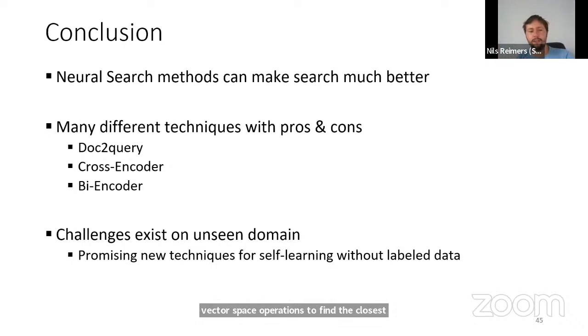And challenges in general exist on unseen domain. So how do you know about acronyms and synonyms and concepts on unseen data? So in terms of research, we need promising new techniques for self-learning without labeled data. So how can it learn that Corona and COVID-19 are related, I mean the same thing, and I can present the user the one or the other document?